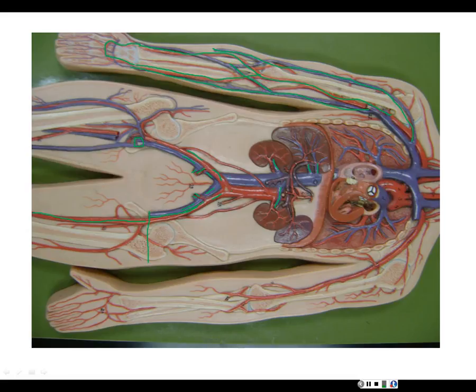Another vessel that I want to point out is this vessel here, coming off of your axillary artery, wrapping around the head of the humerus. That is the humeral circumflex. There is a counterpart in the lower limb that wraps around the neck of the femur, and that is called the femoral circumflex.